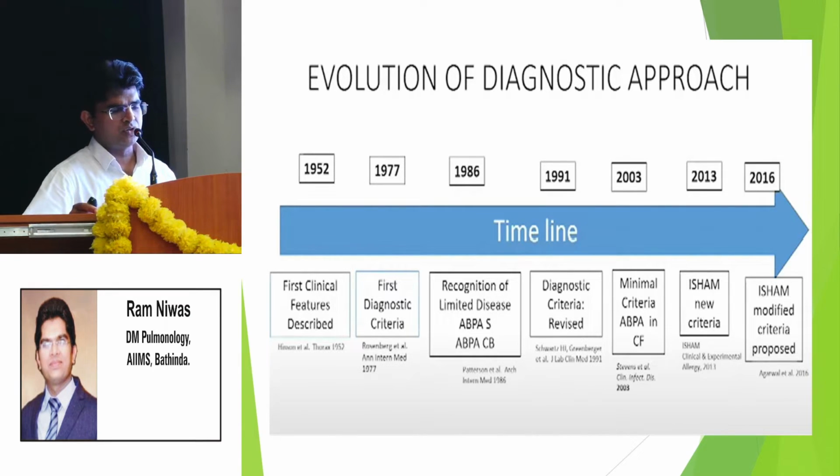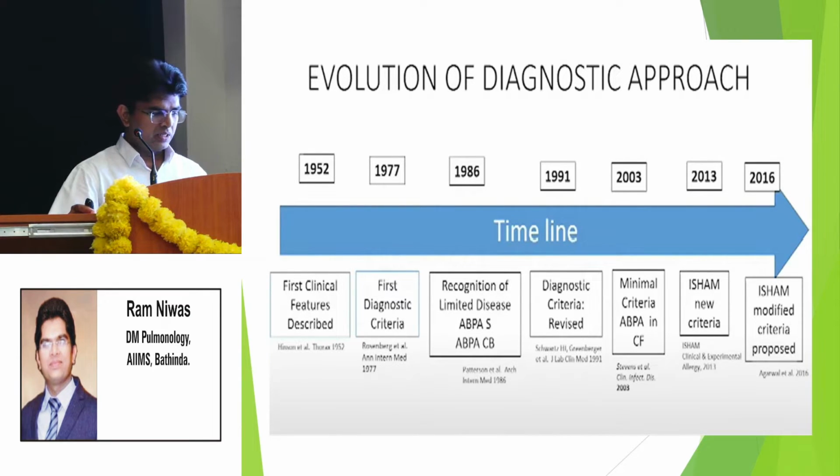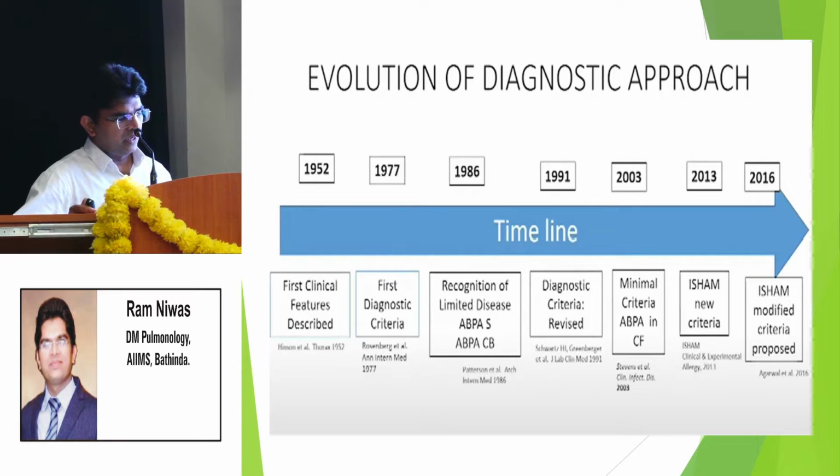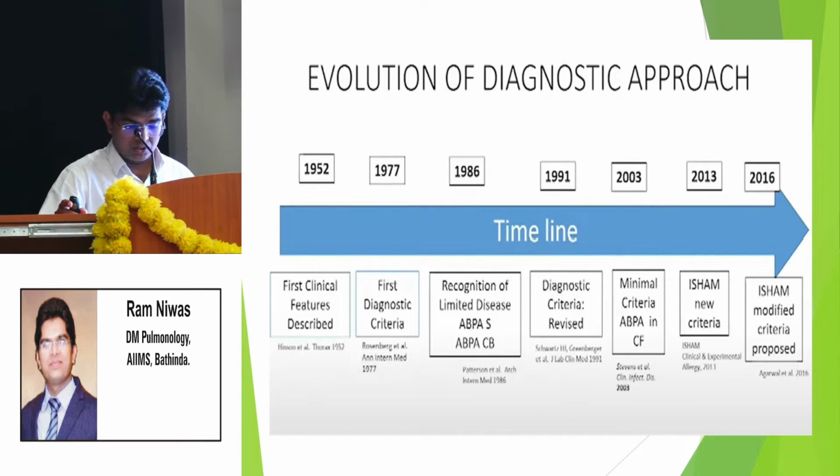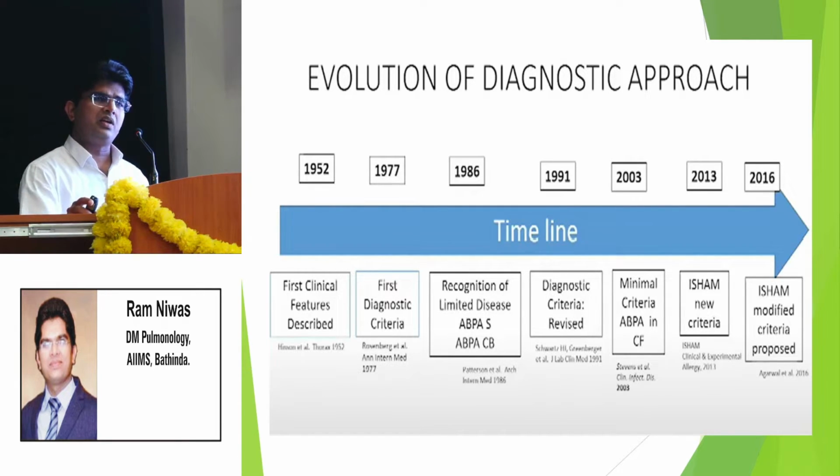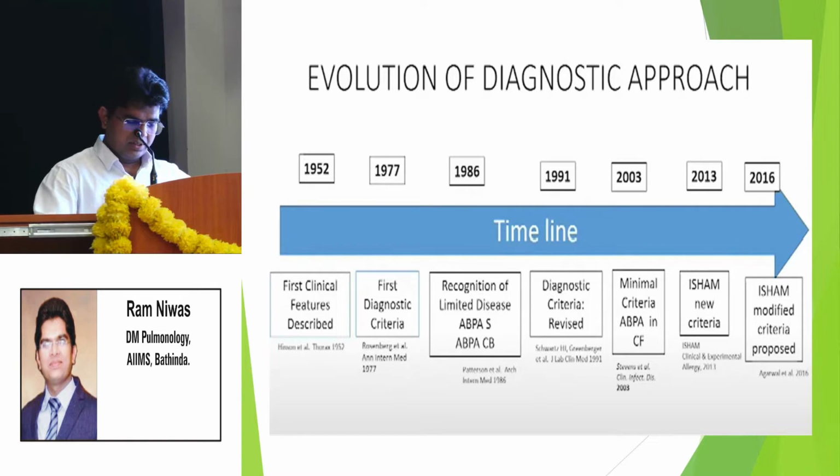This is the evolution of various diagnostic approaches. As I earlier mentioned, the first case report was published in 1952. The first diagnostic criteria was proposed by Rosenberg in 1977. In 1999, these criteria were updated by Greenberger, and in 2013, the AIIMS group proposed new criteria, and these criteria were also updated in 2016.